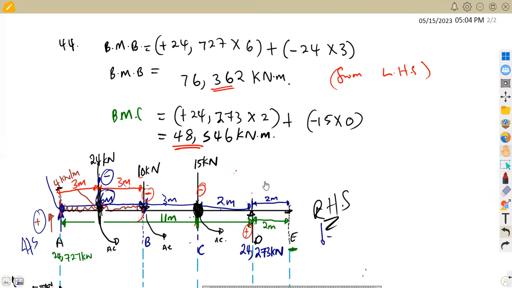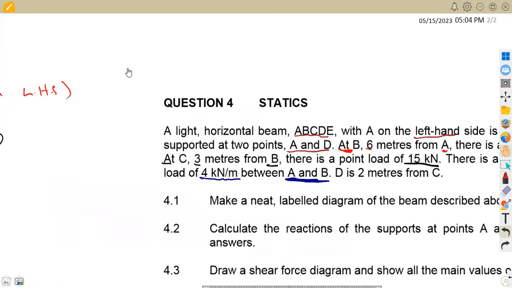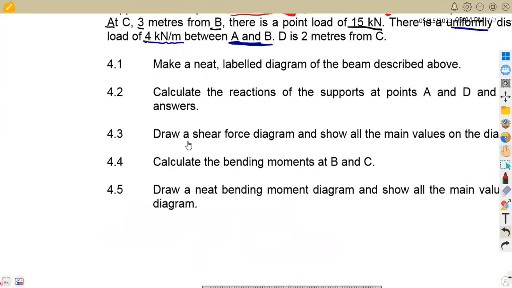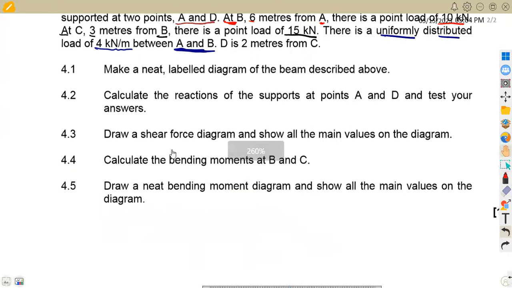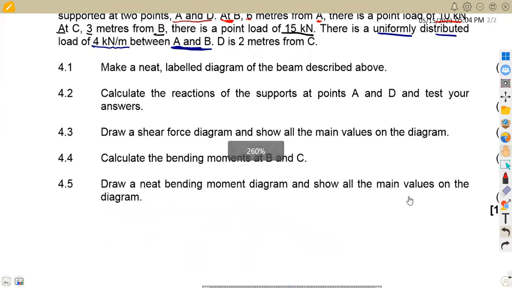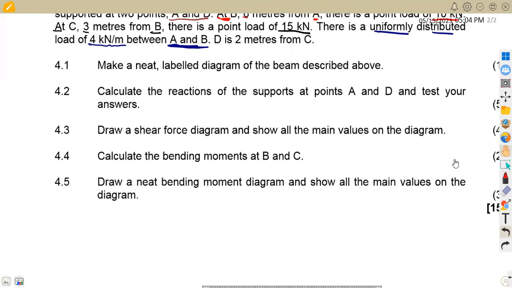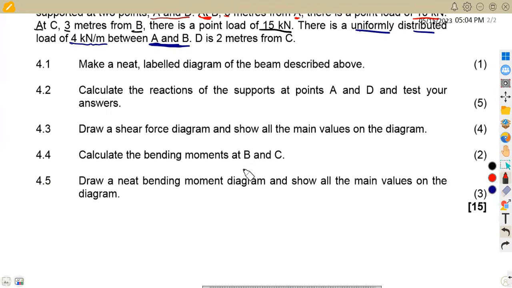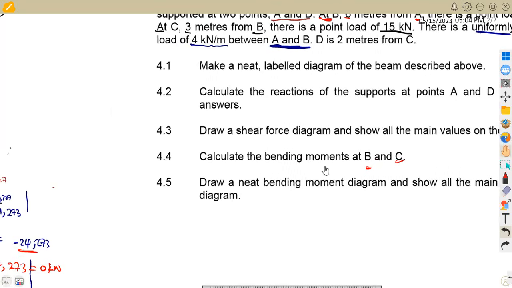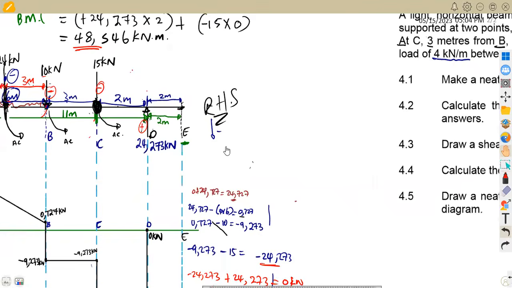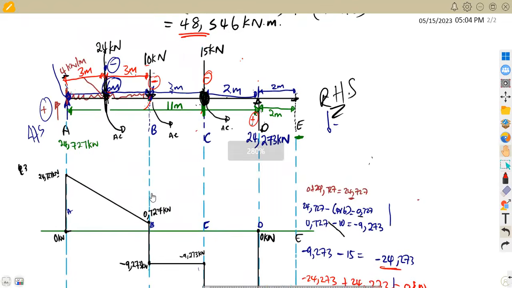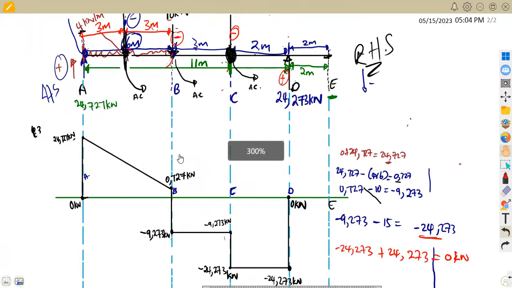And the last part of the question, which is question 4.5, was now to draw a neat bending moment diagram and show all the main values on the diagram. The main values are the ones that we have already calculated. That is, we consider B and C, and the other values, from A and so forth. So at A, what do we have? Because we calculated at B and we calculated at C.